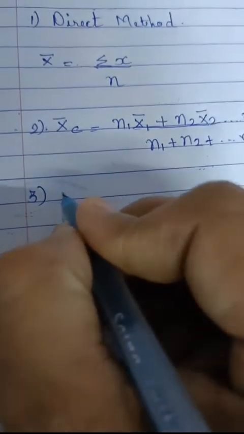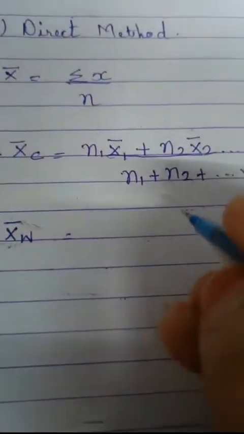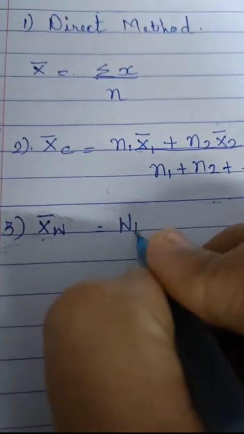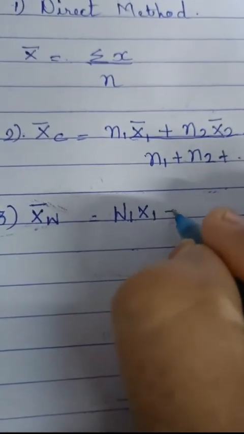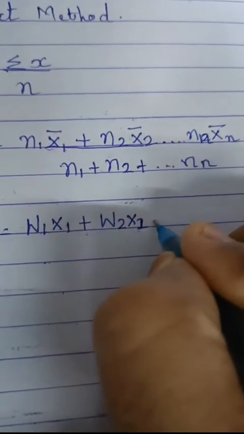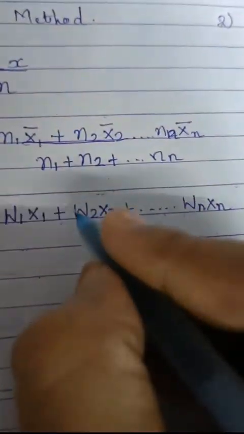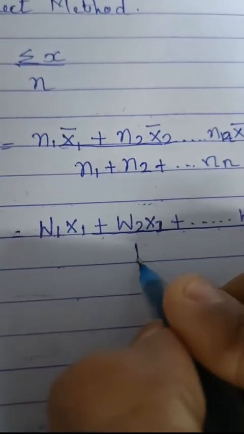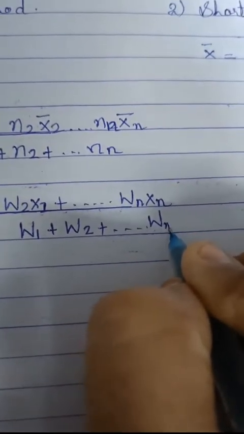Now the next formula, third, is known as weighted mean, denoted by mean W. In that the formula is weight 1 into observation 1. Observation I am saying, not mean. Plus weight 2 into observation 2, plus so on, weight n into observation n, divided by weight 1 plus weight 2 plus so on, as many weights as you have.